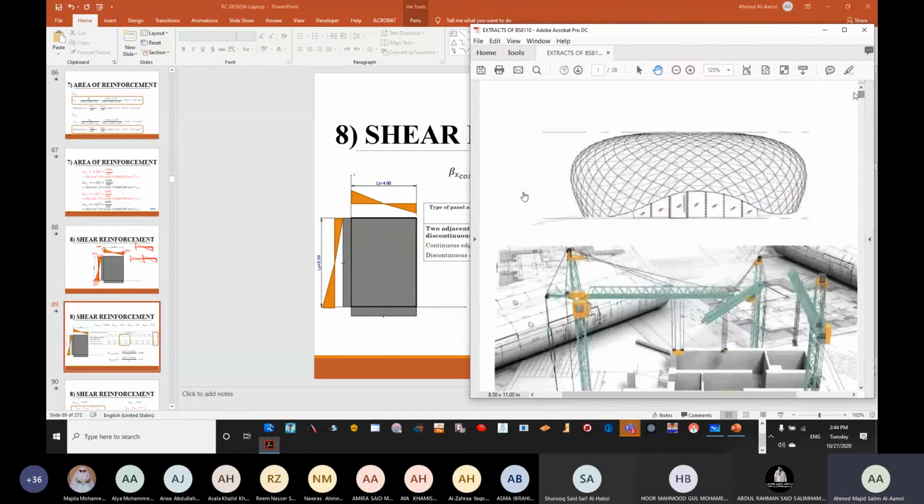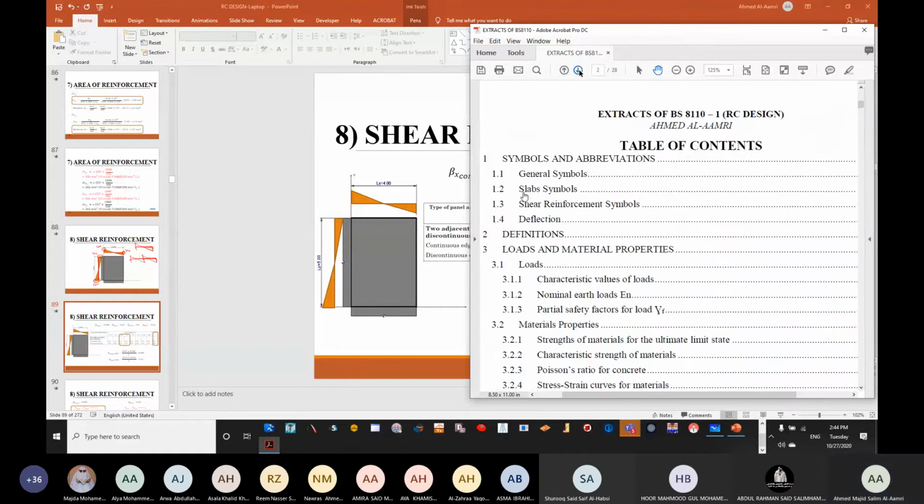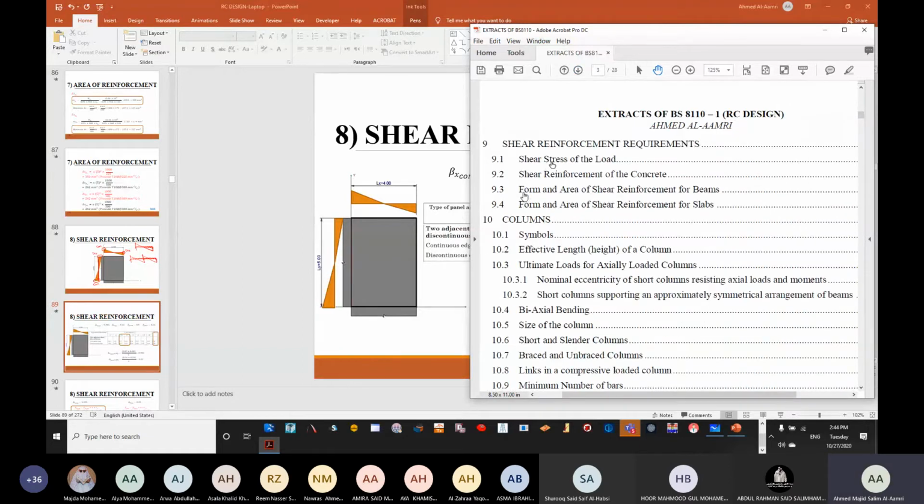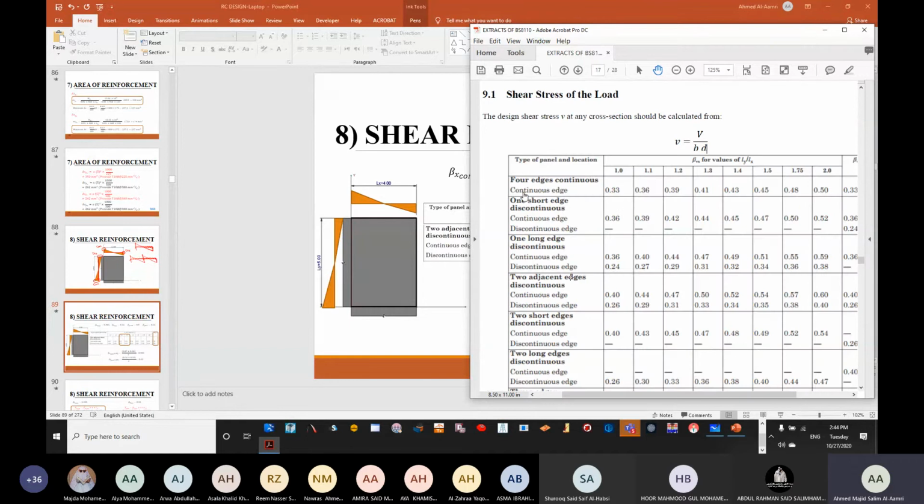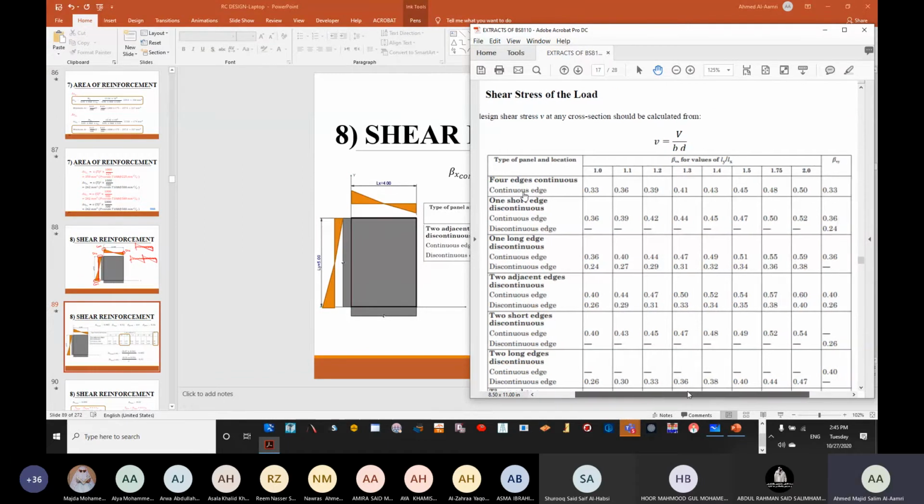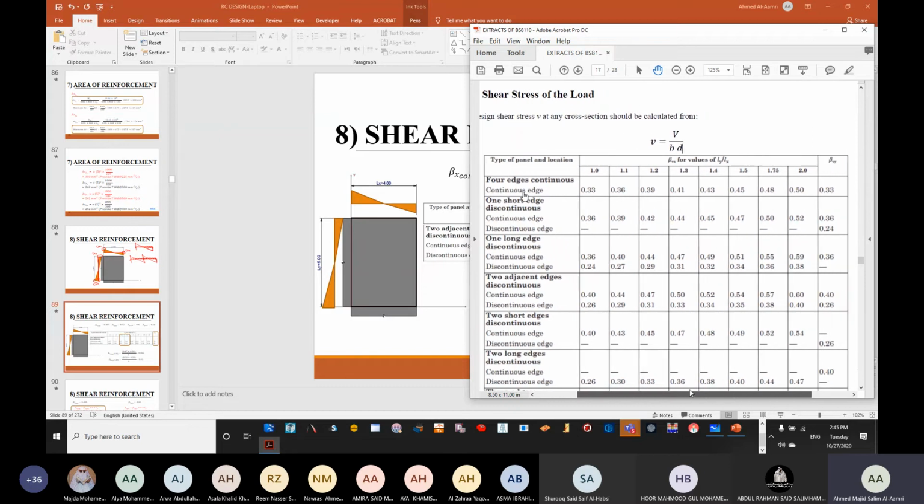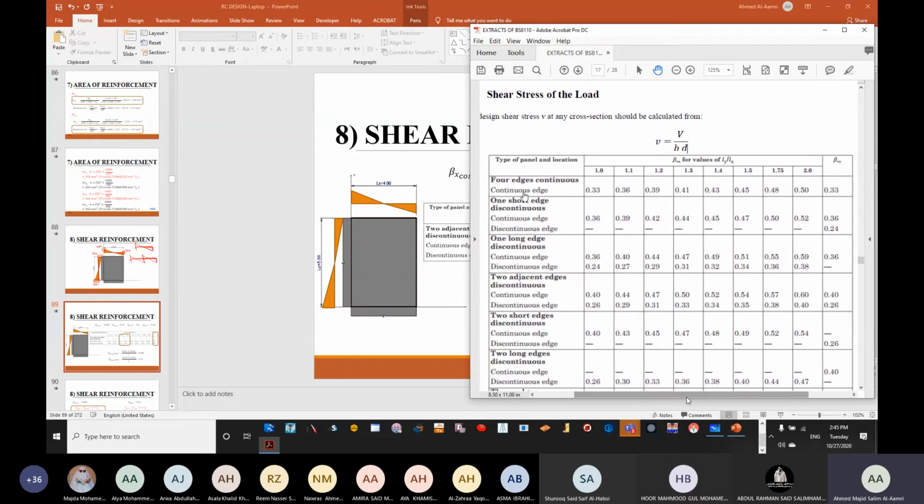How to find that one? We are going to go once again to the table of contents and search for shear. So we go for shear stress of the load, and we see that this is the table. Are we clear? How would you know? In this table, it's mentioned to be beta V. V is referring to shear force. So we have beta X and beta Y as well. It's exactly the same type of table, the same form. The only thing is the values are changing.